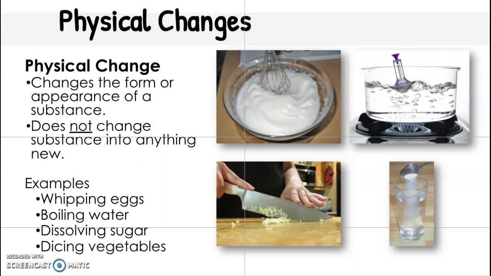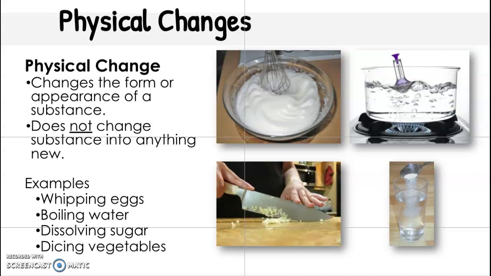So there's a difference. A physical property is any property that can be observed or measured without changing the chemical identity of the substance. A physical change is a change that affects one or more physical properties of the substance. Physical changes occur when a substance changes from one form to another. However, the chemical identity of the substance remains the same. So in the example of dicing vegetables, the vegetable continues to be that same vegetable.